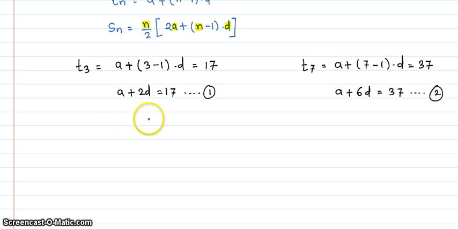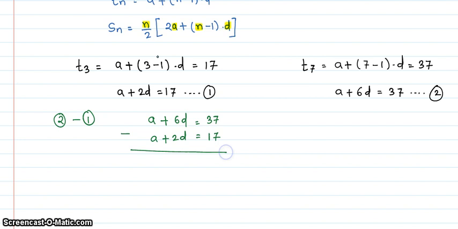Now I am doing equation 2 minus 1. So a plus 6d is equal to 37, minus a plus 2d, which is equal to 17. How are we going to subtract this? This will be minus, minus, minus. So a and a will get cancelled out. What will you get? 4d is equal to 20. So what will be d? 20 by 4, which is nothing but 5.